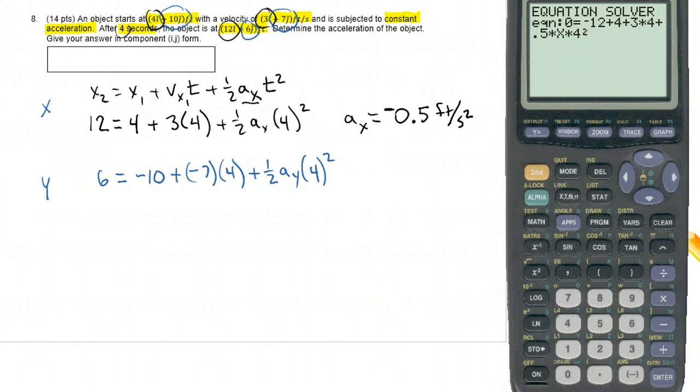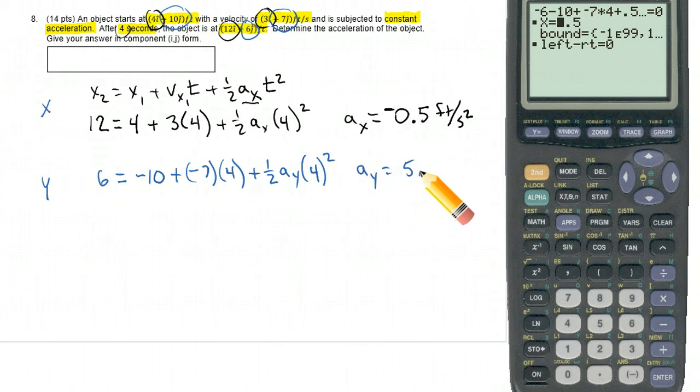Okay, again I'll use the solver. Minus 6 minus 10 plus minus 7 times 4 plus 0.5 times, I'll just use x for my unknown variable again, times 4 squared. Alpha, enter. 5.5. So a sub y is equal to 5.5 feet per second squared.